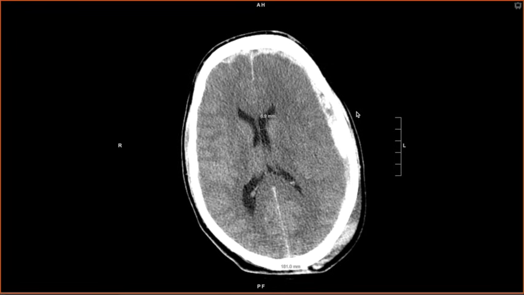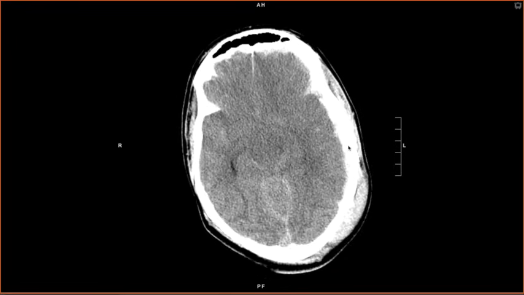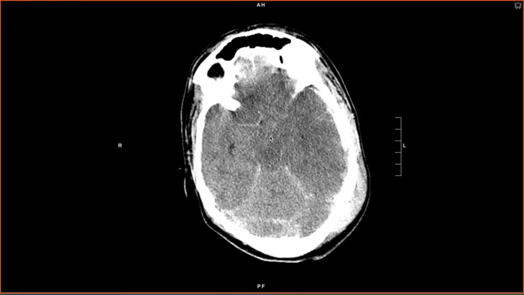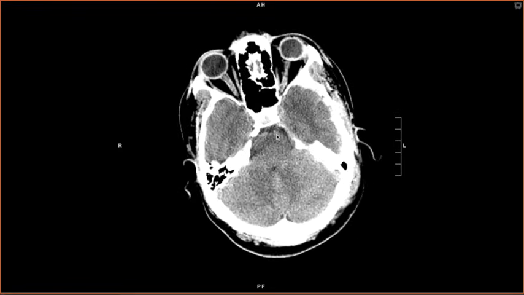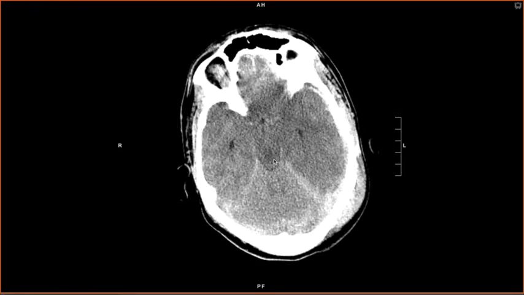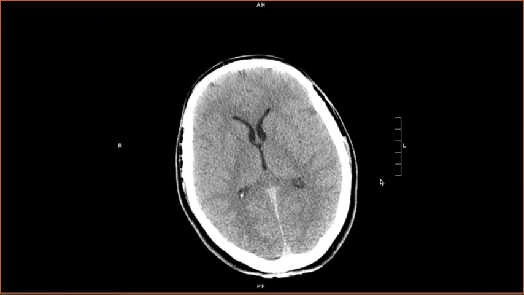This is another case. If you have bilateral uncal herniation, you can get complete effacement of the suprasellar cistern. Again, if you don't specifically look at the suprasellar cistern for signs of uncal herniation, you might scroll right by this. It's harder to see something that's not there rather than something that is.